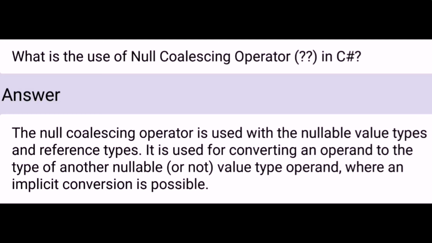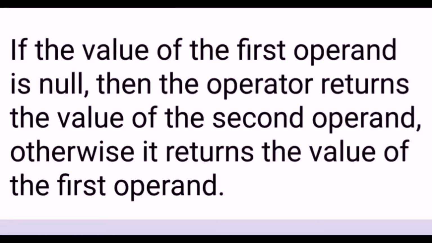What is the use of the null coalescing operator in C#? The null coalescing operator is used with the nullable value types and reference types. It is used for converting an operand to the type of another nullable or non-nullable value type operand, where an implicit conversion is possible. If the value of the first operand is null, then the operator returns the value of the second operand. Otherwise, it returns the value of the first operand.